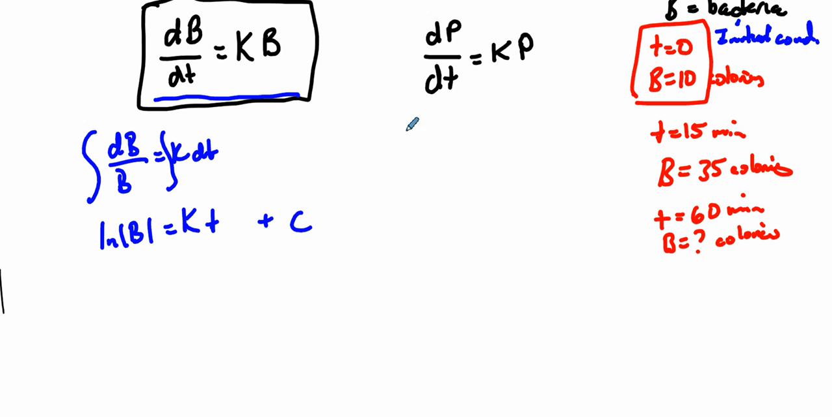All right, and we're going to plug that point in there. So I'm going to plug in 0 for t. So we have k times 0, and we're going to have natural log of 10, and that's going to be plus c. So c is going to equal the natural log of 10. Awesome sauce. So this is what we got next.